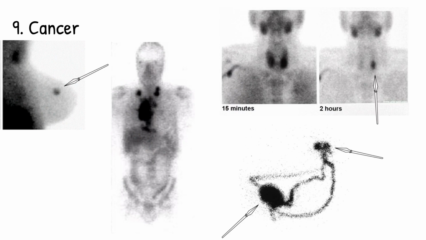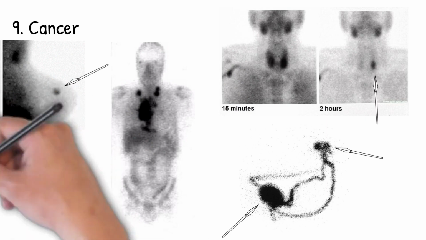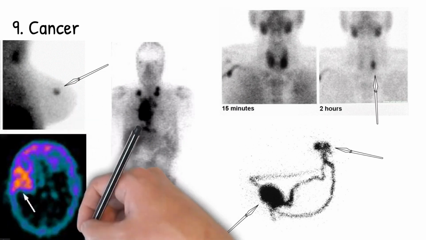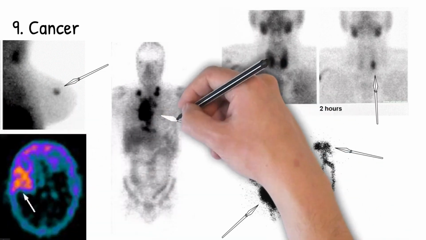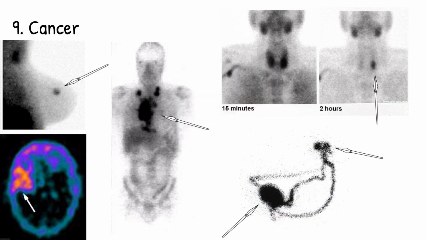Whole body scan, and with a patient with Hodgkin's disease, we can also use gallium-67 for non-Hodgkin's lymphoma, which is a really important type of scan. And of course, brain tumours, as you can see on the bottom left there, using normal nuclear medicine for doing brain tumour studies.